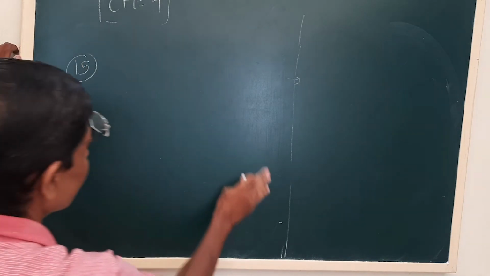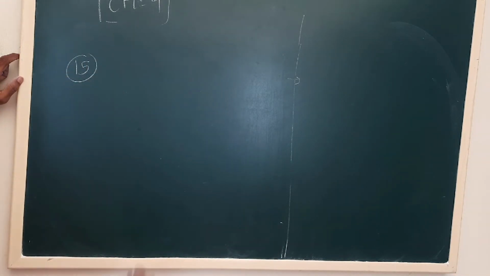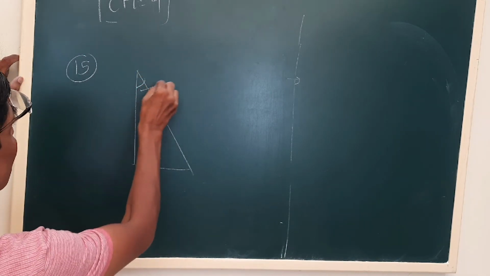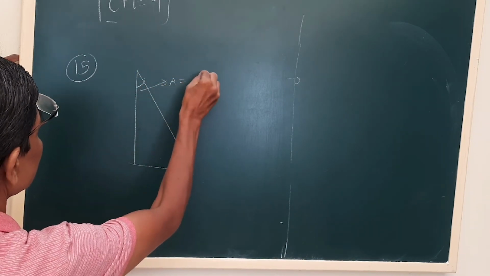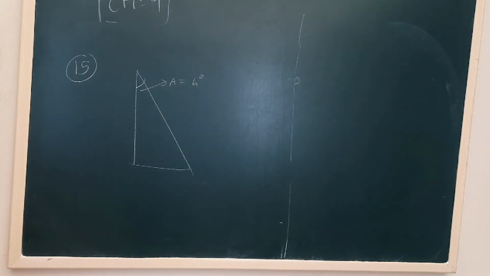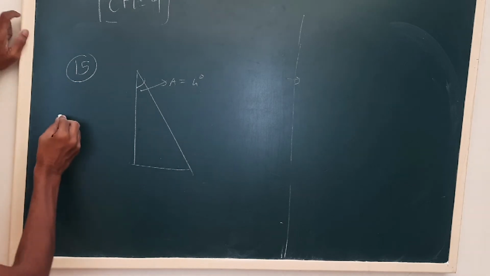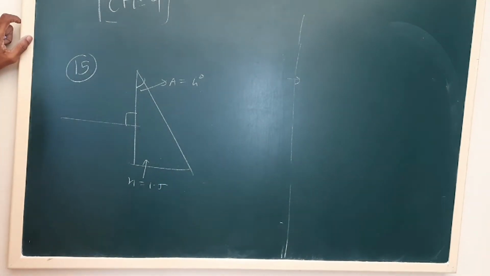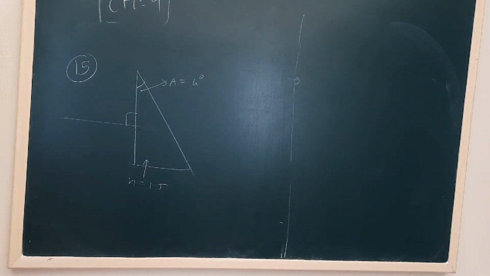See the MCQ number 15. A horizontal ray is incident on a prism with the angle of prism 4 degree. Okay, here the angle of prism is 4 degree. See, the ray is incident normal, and the refractive index is 1.5. What is the angle of emergence?